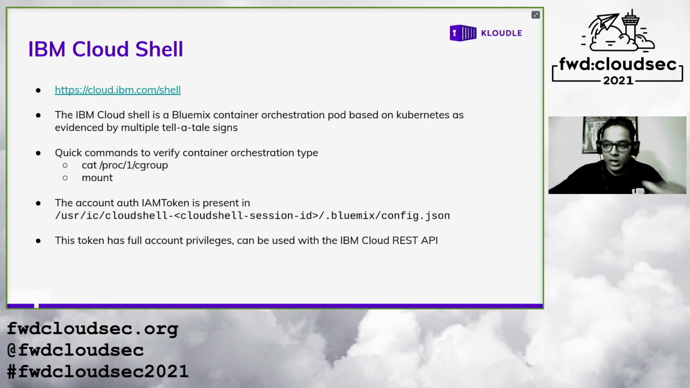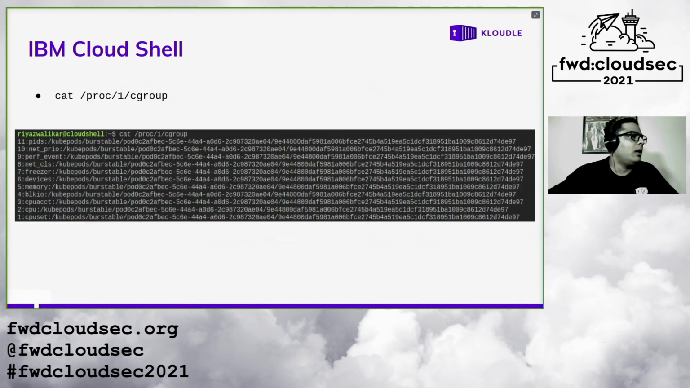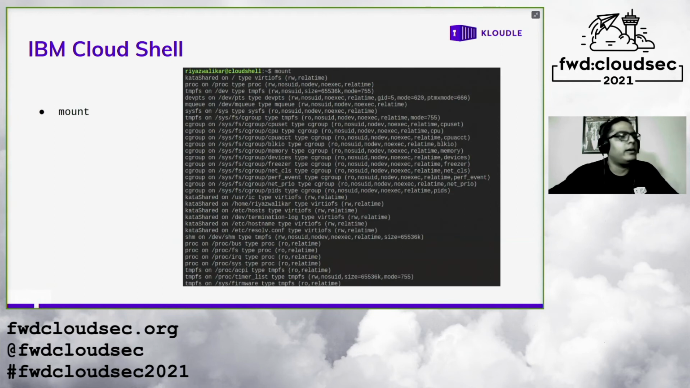This token had full account privileges for the IBM Cloud account in which you logged in. And you could use this token to interact with the REST API as well. The output of cat /proc/self/cgroup tells you that it's running as a Kubernetes pod. And mount also tells you that the container is a Kata container. If you look at the shared folders on my home directory, it's a Kata shared folder, part of your Kata container.